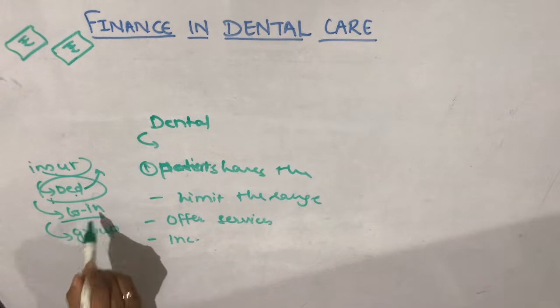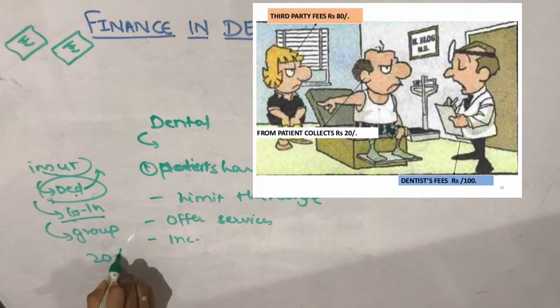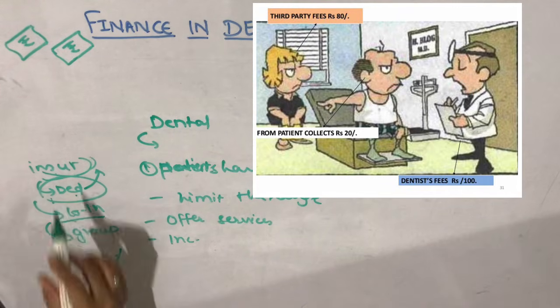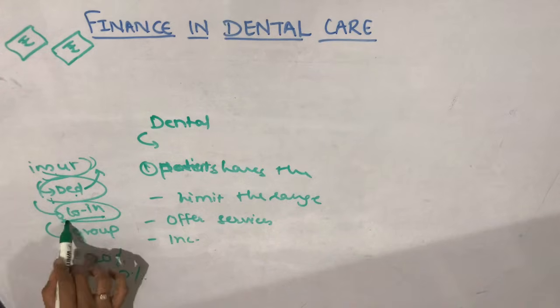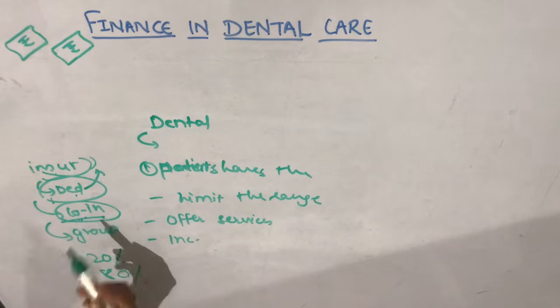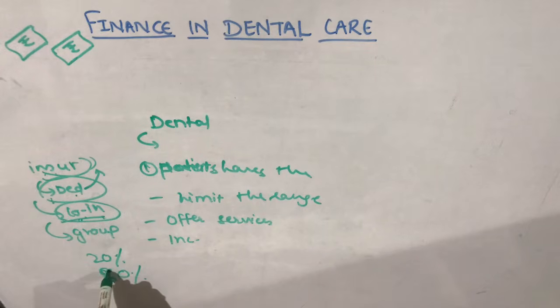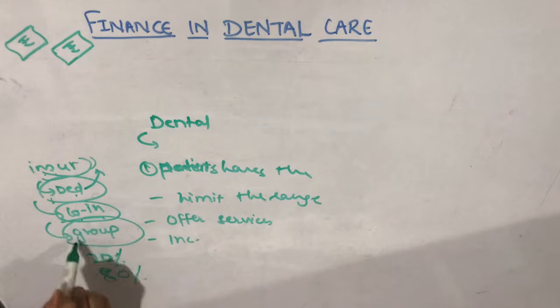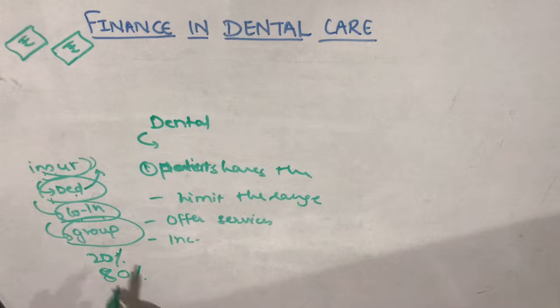In co-insurance, if you're getting a treatment done, you pay, suppose, 20% of the treatment cost and the insurer pays 80% of the cost. So this is nothing but co-insurance. But co-insurance has many limitations, like the services provided are limited, because the insurer pays 80% and you pay 20% of the treatment cost. And group insurance is used if treatment is to be done in various big groups.